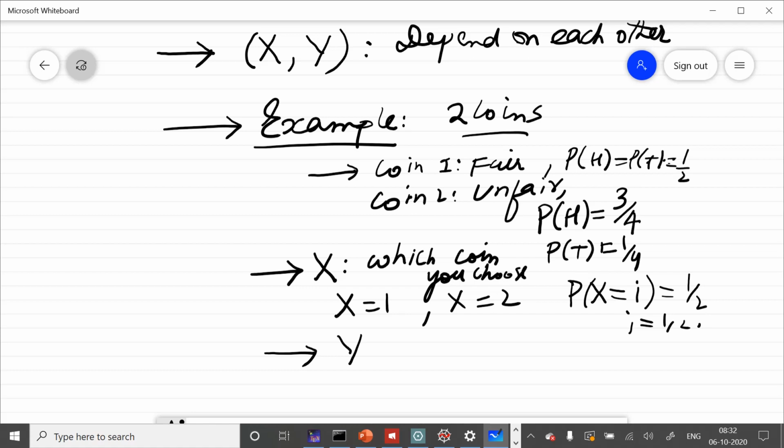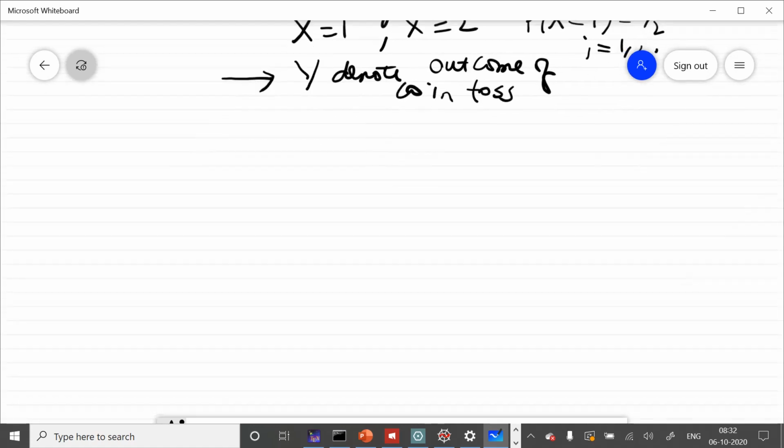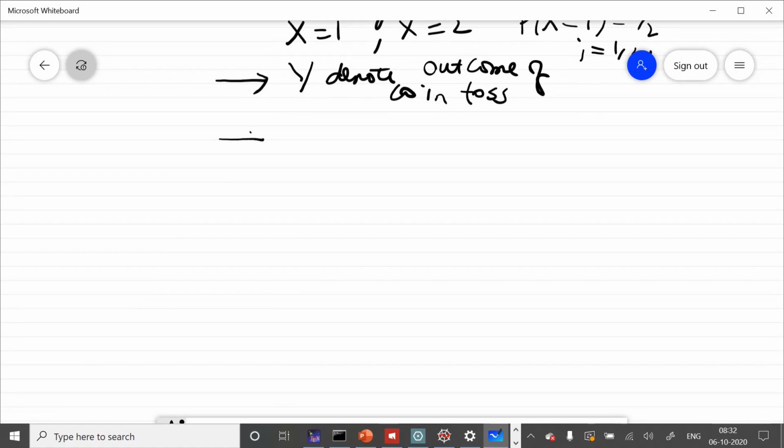Now let Y denote the outcome of the coin toss. Okay, so here is the experiment which you will perform. You will first pick a coin and toss. Okay, I will not go into detail of this experiment. It is very interesting with respect to the concepts of probability. The only thing I will try to emphasize here is that if X is 1, that is, you have coin number 1.